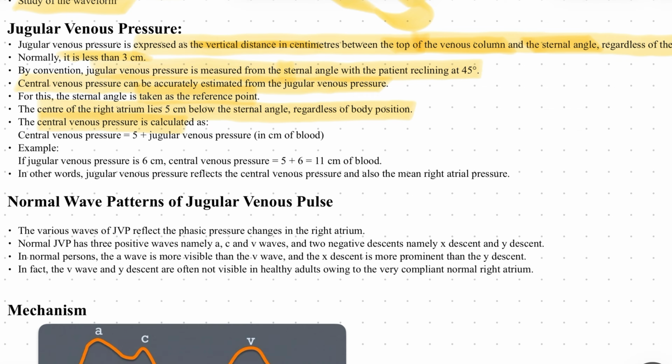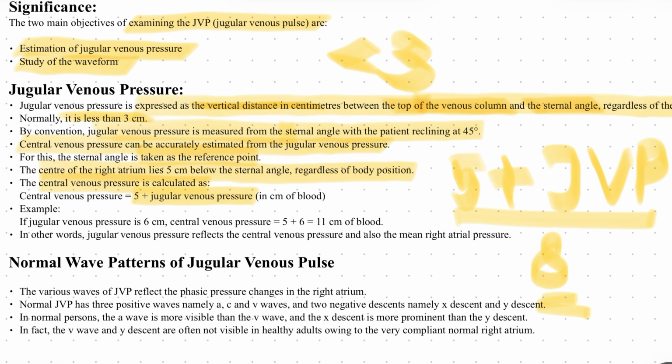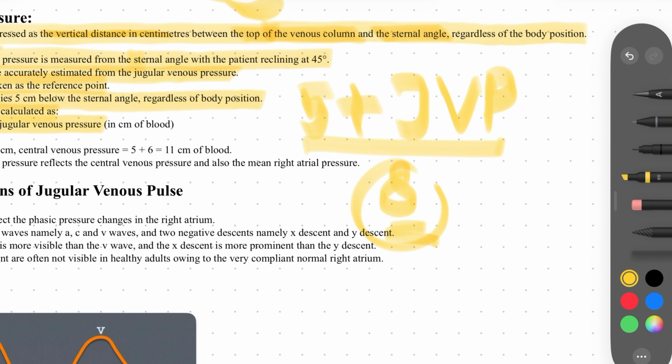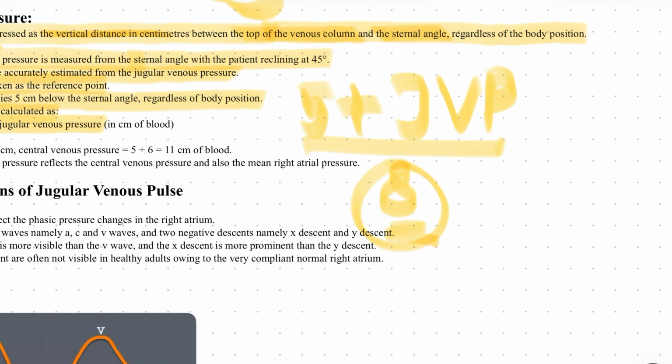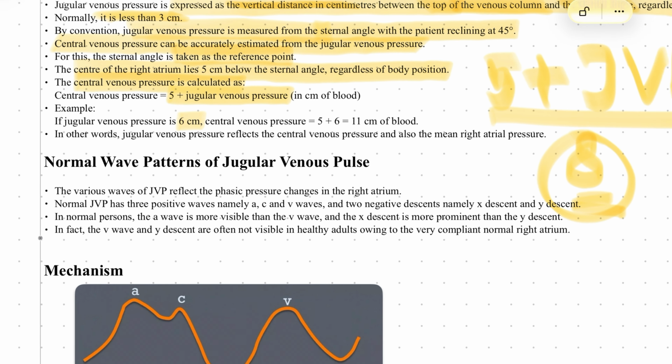The CVP is calculated as 5 plus jugular venous pressure. So it should be 5 plus JVP. Normally the maximum it can be is 8, because the JVP should be less than 3. If you take a maximum of 3 as the JVP, it should not cross above 8. For example, if the jugular venous pressure is 6, it will be 11 centimeters of blood.